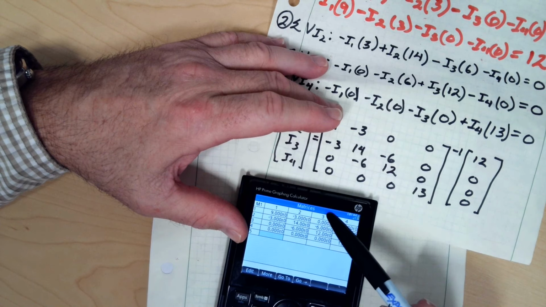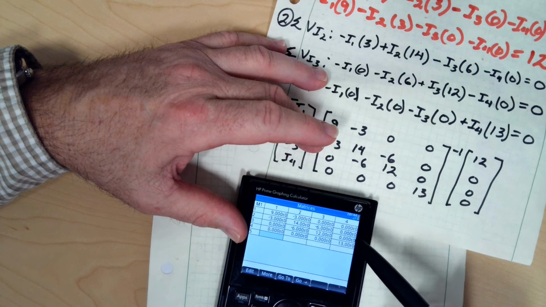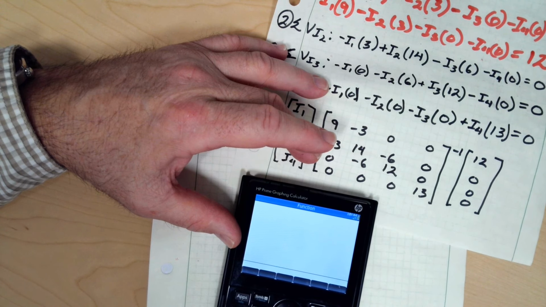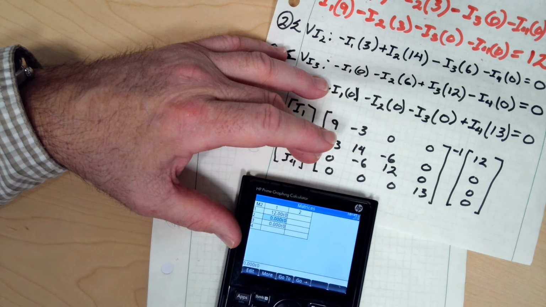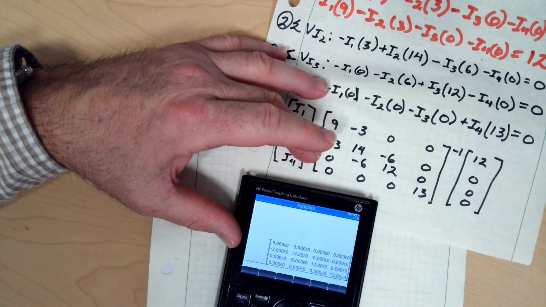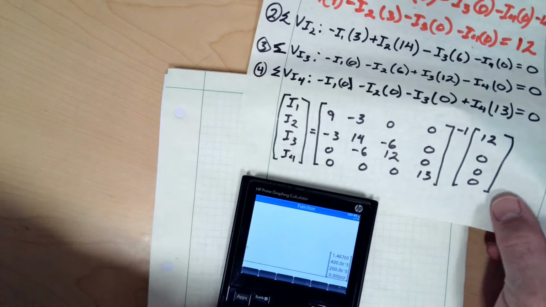Okay, so you have 9, minus 3, 0, 0, minus 3, 14, minus 6, 0, 0, minus 6, 12, 0, 0, 0, 0, 13. Okay. And then we go to our constant vector. We've got a 12, a 0, a 0, and a 0. And so there's our first matrix. I want to go ahead and take the inverse of that, get our second matrix, multiply them together, and now I have some answers.